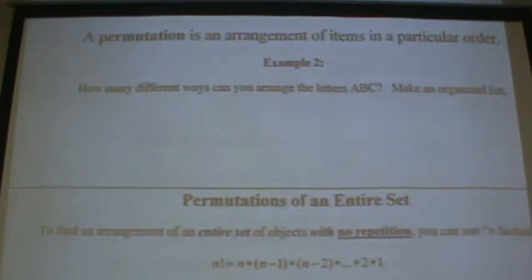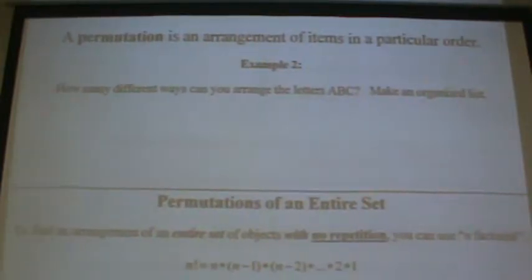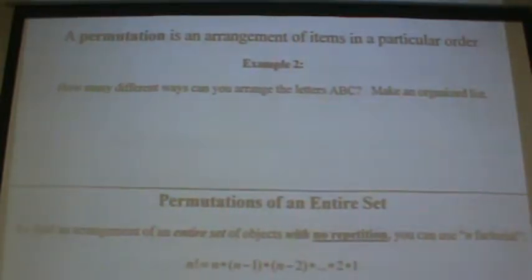So now we're going to start talking about permutation. Now, a permutation is an arrangement where the items need to be in a particular order. So order matters in a permutation. So example 2 says, how many different ways can you arrange the letters A, B, and C? And you need to make an organized list.